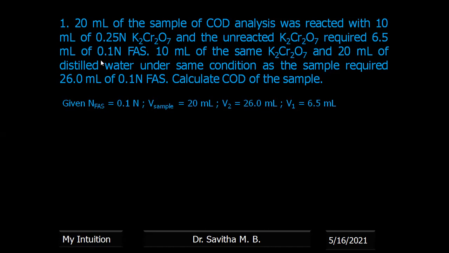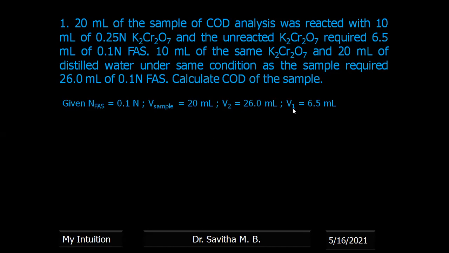Blank titer value, how do you find it out? How do you perform the blank titration? With distilled water, right? Instead of organic matter, or instead of sewage, we will be using distilled water. So whatever value of FAS is associated with the distilled water will be the blank titer value. So here blank titer value under same condition required is 26 ml, right? 26 ml becomes the blank titer value. Volume of sample taken, see, 20 ml of the sample.